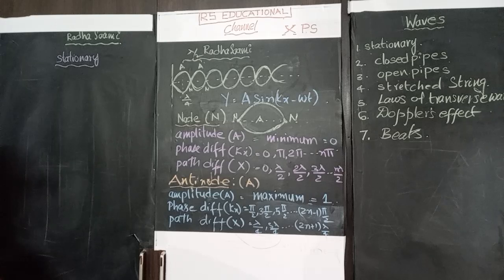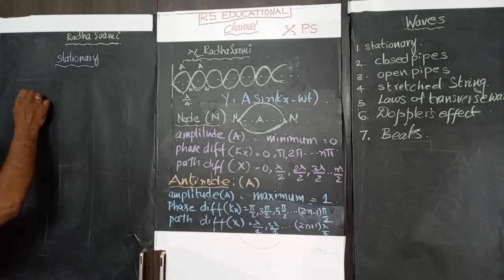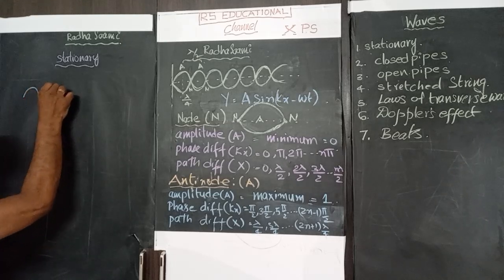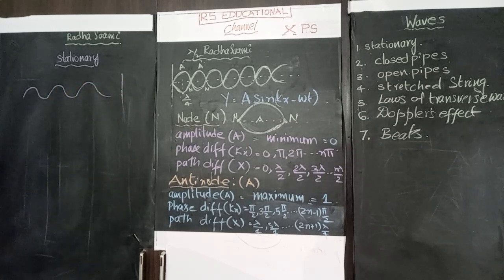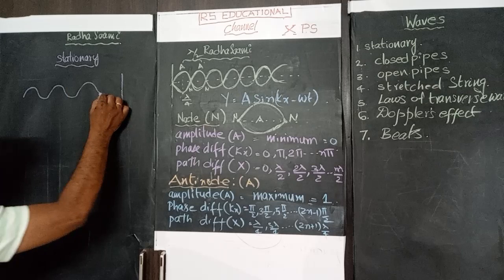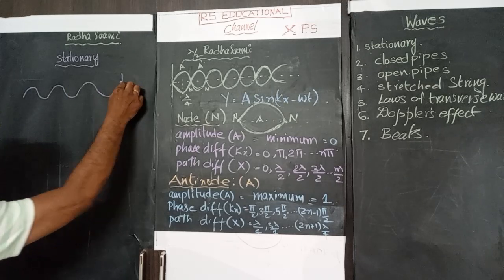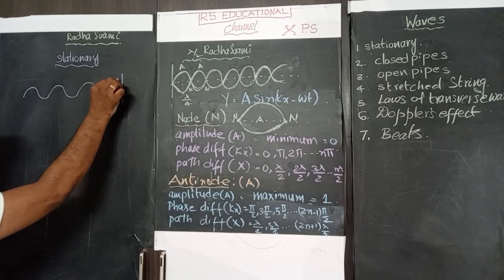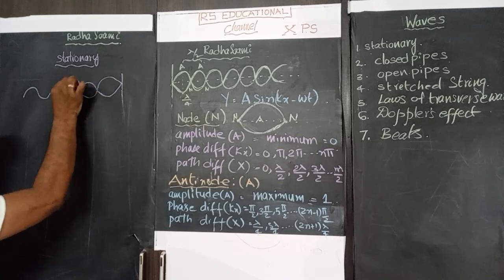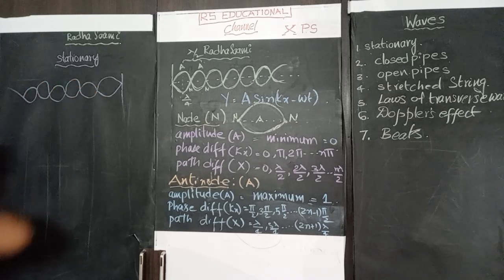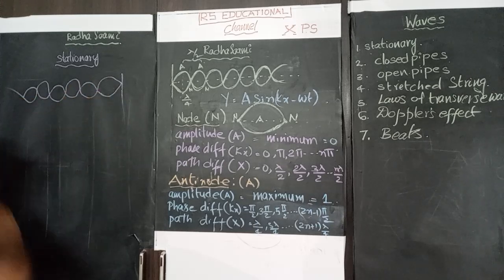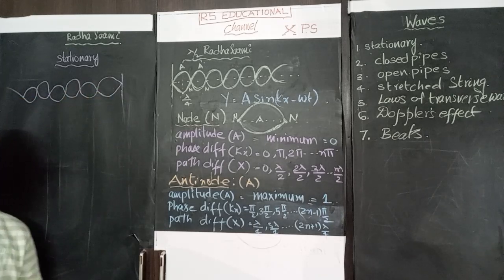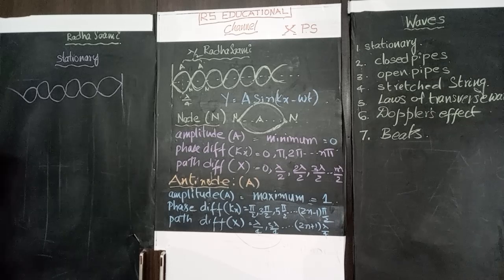Suppose a wave is propagating in the forward direction like this. Here we get an obstacle. So it strikes the obstacle and starts its return journey like this. Now this type of wave formed is called a stationary wave.